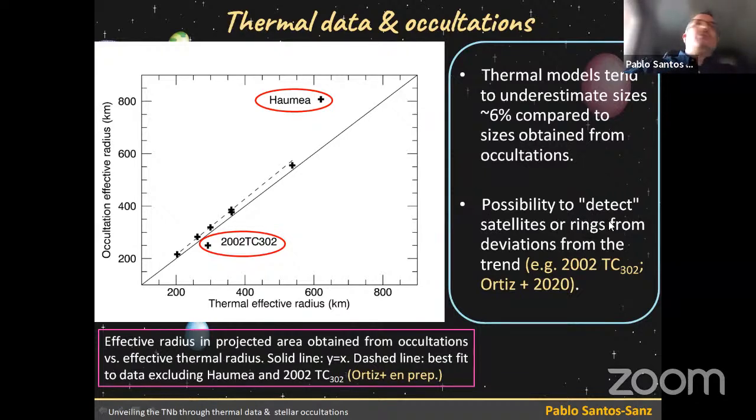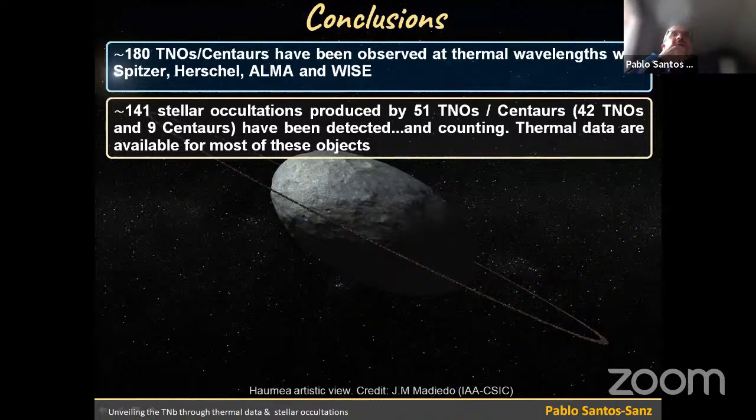This opened the possibility to detect satellites or rings from deviation from the trend. This was done for TC302. We suspect that there is a nearby satellite. And also for Haumea, the deviation is possibly due to the presence of the satellites and also the rings. So just to conclude, we have thermal observations for about 180 TNOs and centaurs.